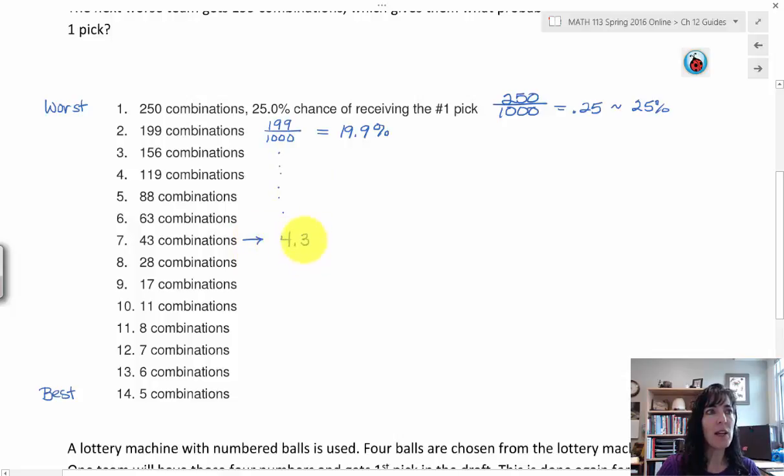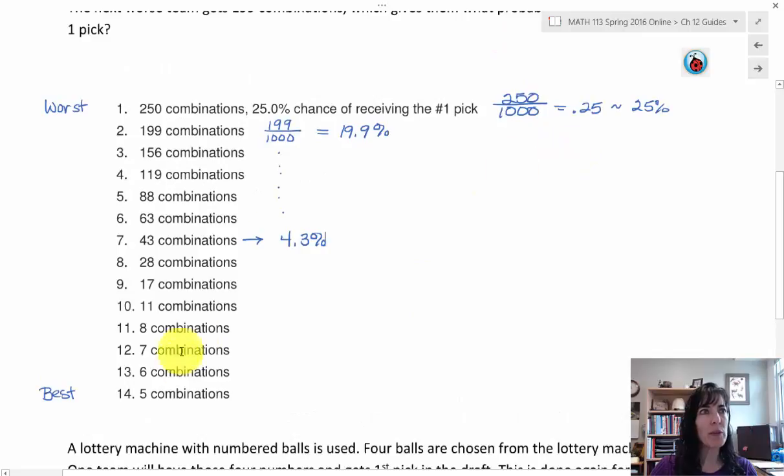And you can keep doing that all the way down, and you'll notice that for any of these, it's just divide that 43 by 1,000 and multiply by 100, which really means you divide by 10. That's what happens in the end. And so 43 combinations will give you a 4.3% chance of getting that first draft pick. And that's what everybody wants, because they all want to get the best player that they think will work for their team coming out of college level. So that's what everybody's after, is the first pick.